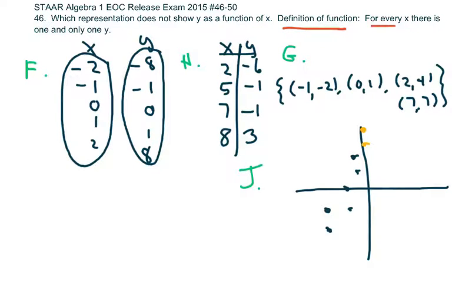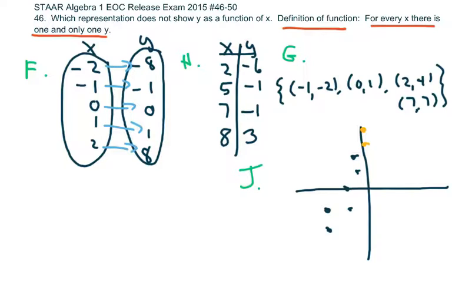That means for every x, there's one and only one y. So when you look at this mapping that they have, you're looking at your test. Should have a calculator. That means every x has one and only one y.